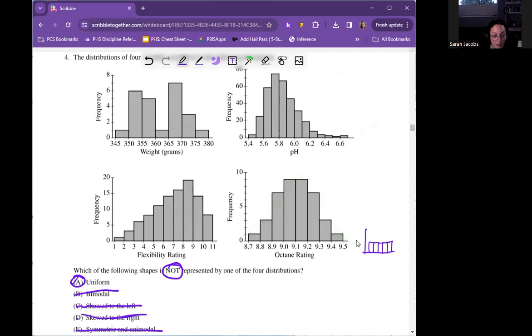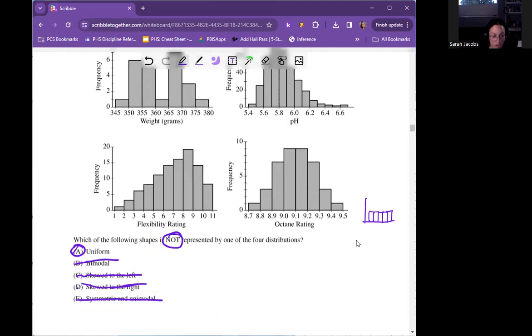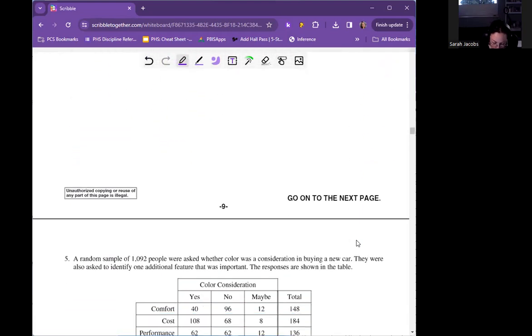I highly recommend you do what I did not, which is if you see the word not, circle it, underline it, because as you can see, it's so easy to forget it. It's there, obviously, but for some reason our brains just don't care. All right.